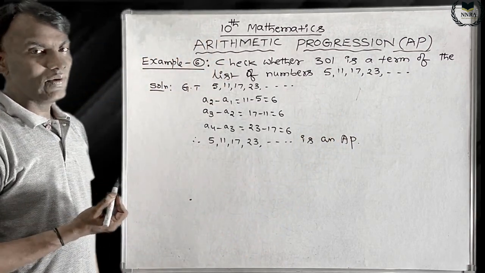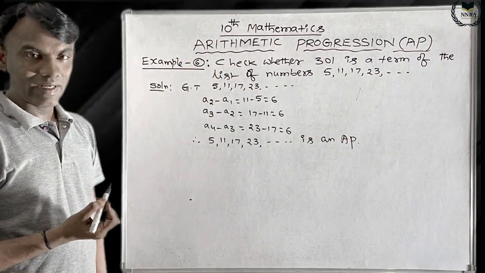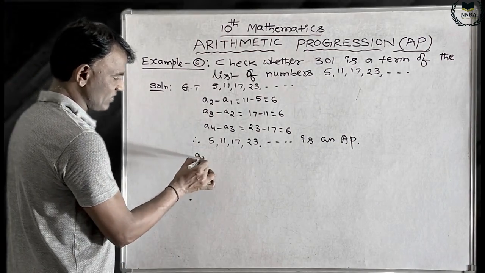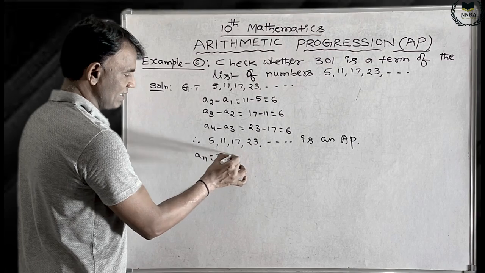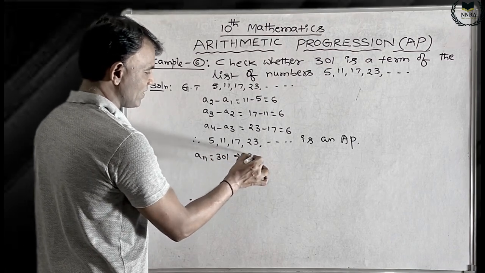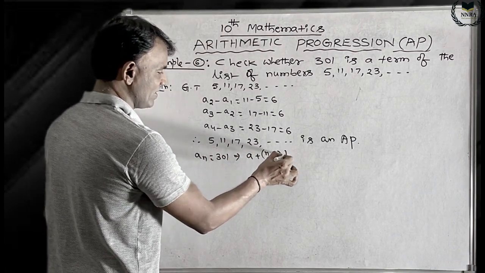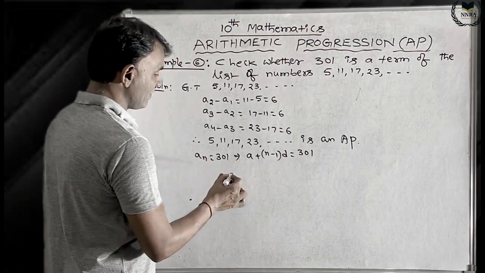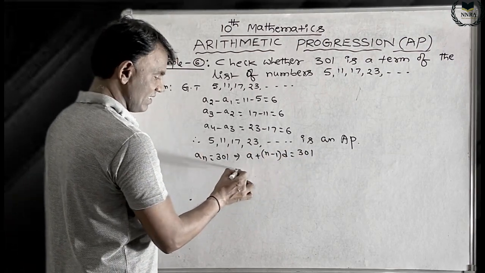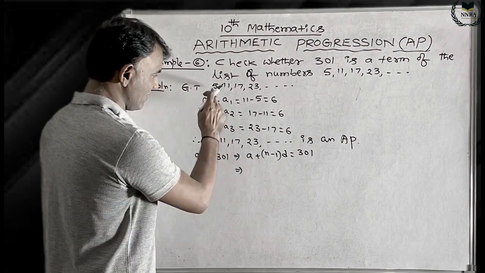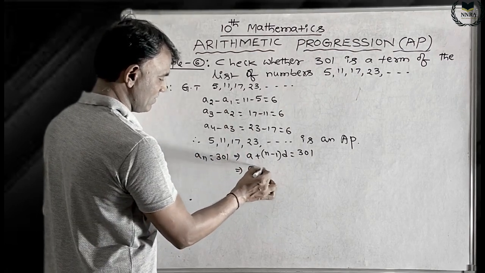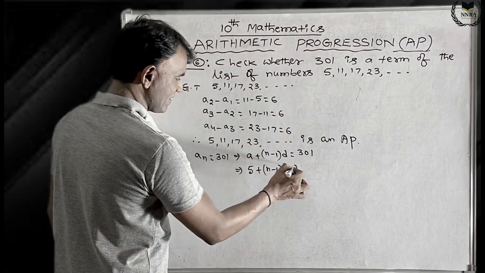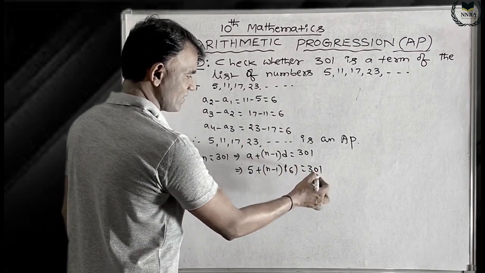Got it? Now we find the value of n, but how to find the n value? Just we'll take an equal to 301, correct? And what is the formula of an? That can be written as a plus n minus 1 into d. It is equal to 301. Now we find the n value, right? So substitute the a value. What is a? a means first term 5, n minus 1, and the common difference, that is 6, right, equal to 301.